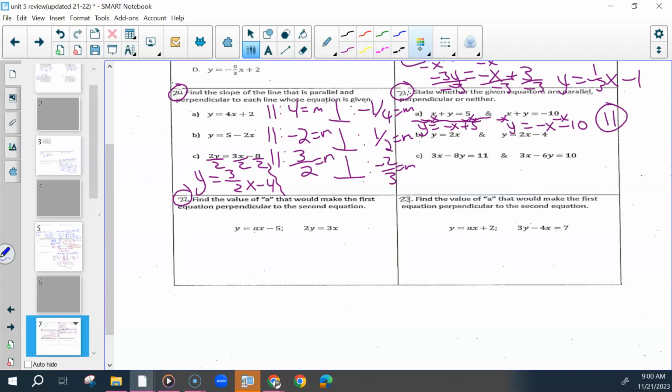Right. B, those are already in slope-intercept form. Are those parallel, perpendicular, or neither? Parallel, again, they have the same slope and different y-intercepts.